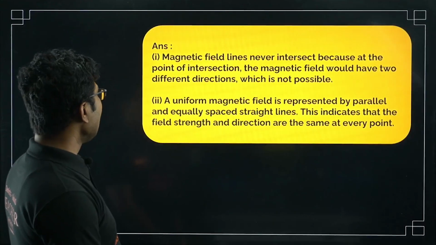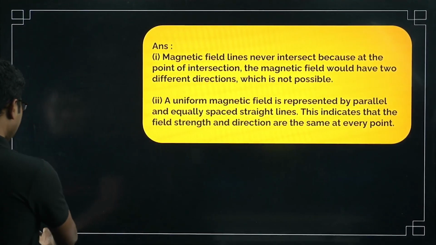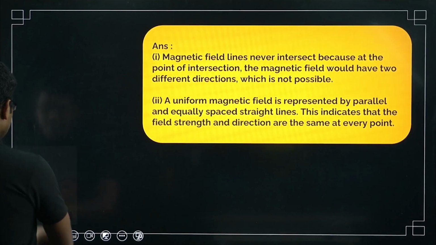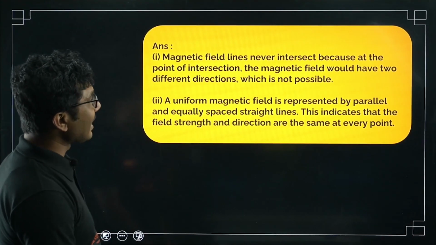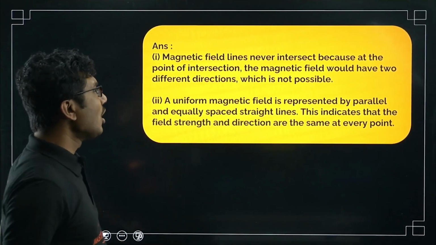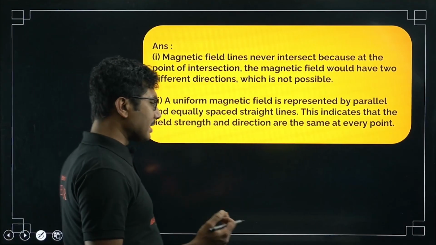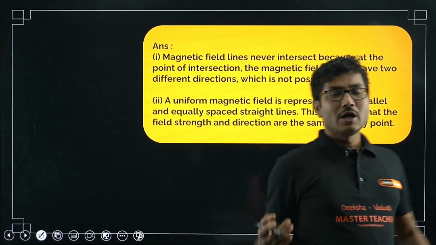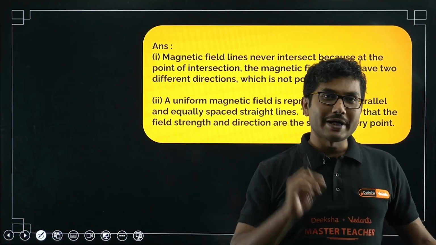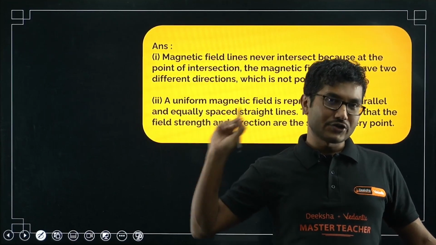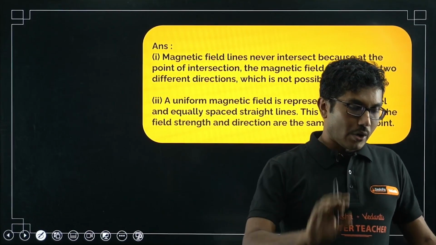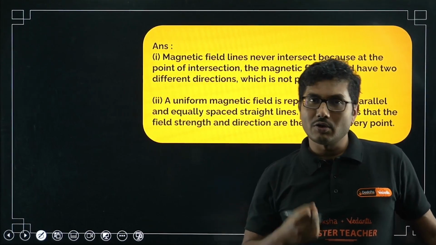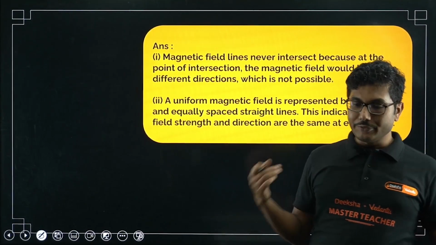Magnetic field lines never intersect each other. Why? The reason is that at the point of intersection, the magnetic field lines would have two different directions, which is not possible. We know that in a region of space with a magnetic field, each point has a unique direction. One point, two different directions is not possible, right? So it has a unique direction.